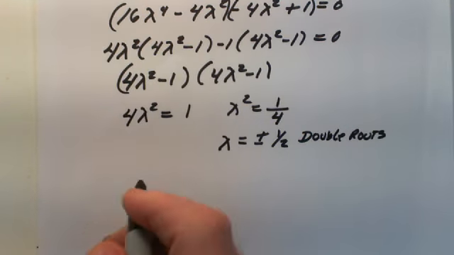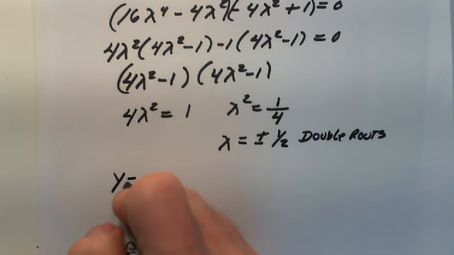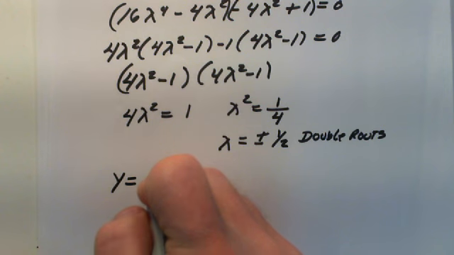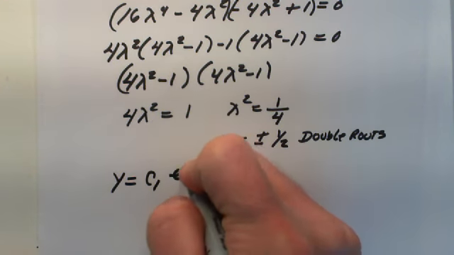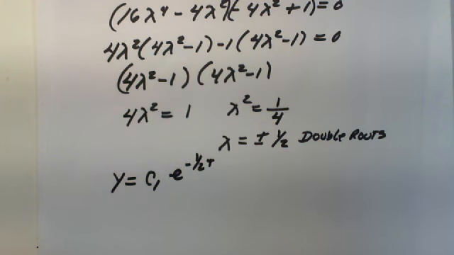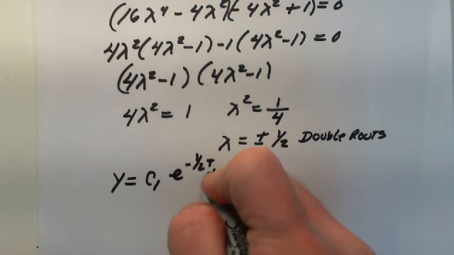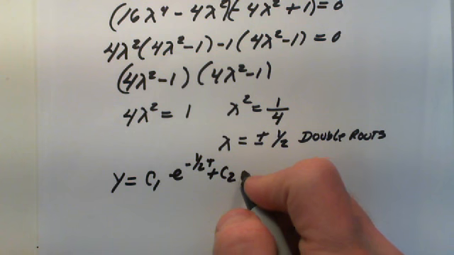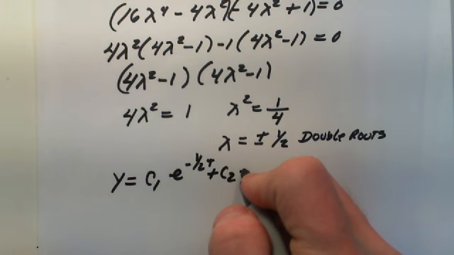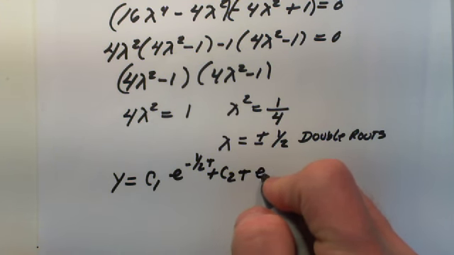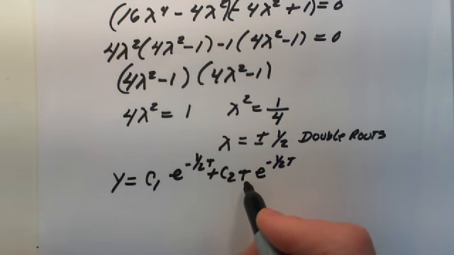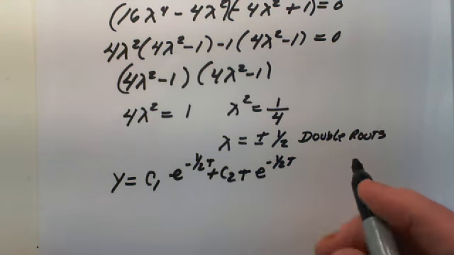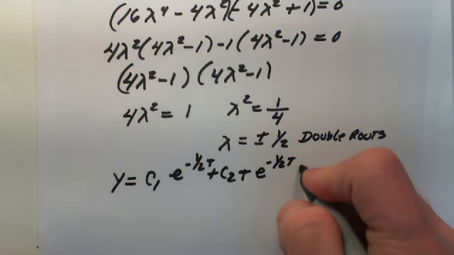So we'll go ahead and write our solution. y is going to equal c1 times e to the minus 1/2 t plus c2 times, and we'll go ahead and put another t in there, times t times e to the minus 1/2 t. Note the t is added because I have the double root. And we'll go ahead and continue.